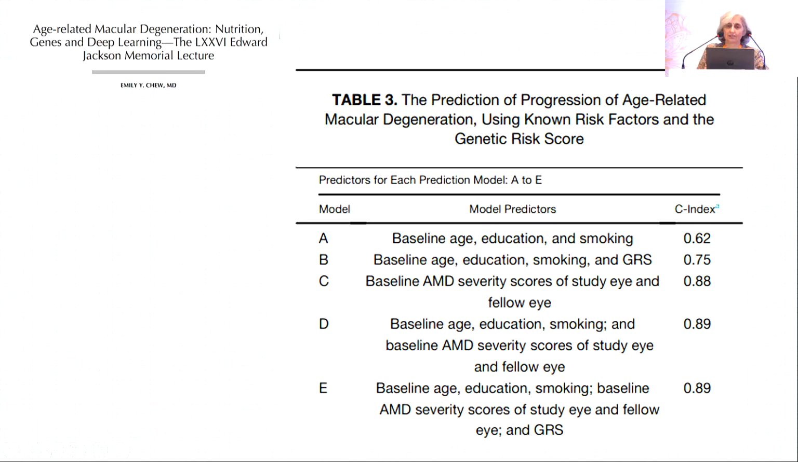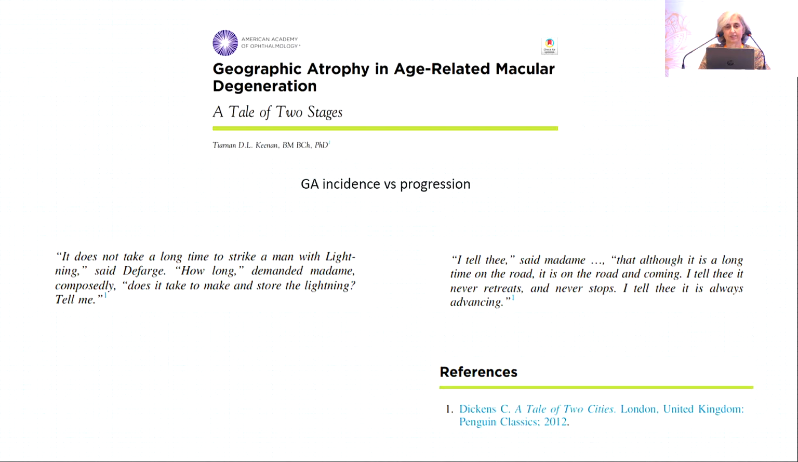And this is a table which shows us that there are various predictor models for ARMD and especially geographic atrophy. What is most important, there are numerous factors like age, education, smoking, and the genetic risk score, and also the severity scores at baseline and the fellow eye, and all these could be predictive of progression of the disease.